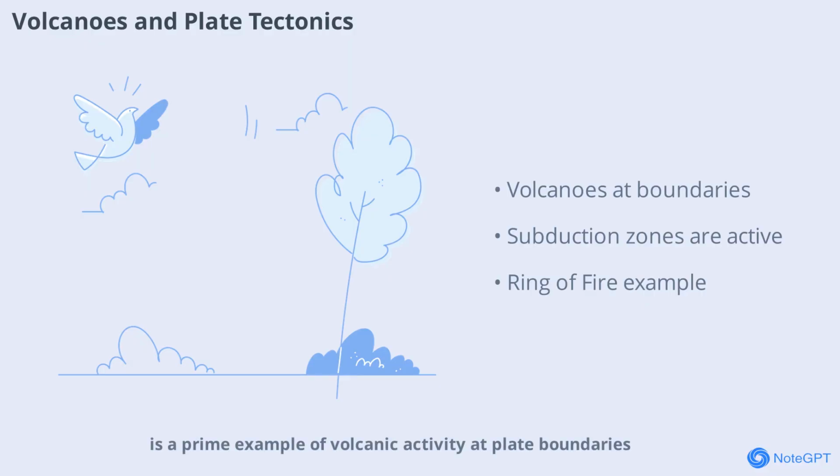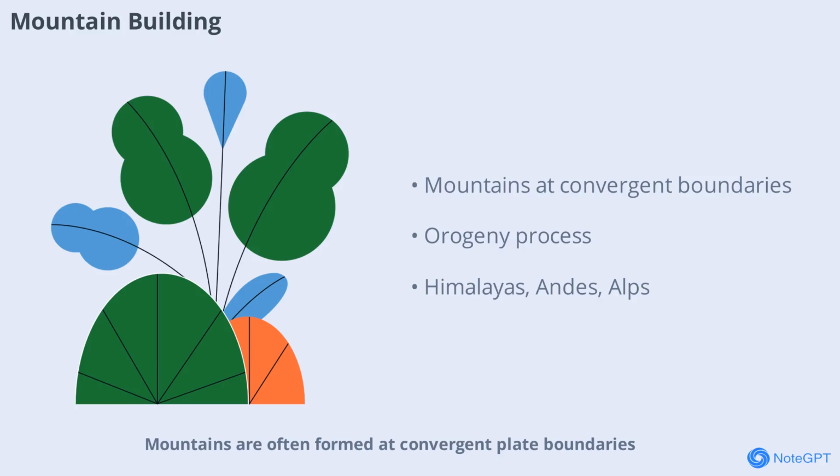at plate boundaries. Mountains are often formed at convergent plate boundaries where two plates collide and the crust is pushed upward. The Himalayas, Andes, and Alps are all examples of mountain ranges created by the collision of tectonic plates. This process, called orogeny, can take millions of years and results in some of the most dramatic landscapes on Earth.